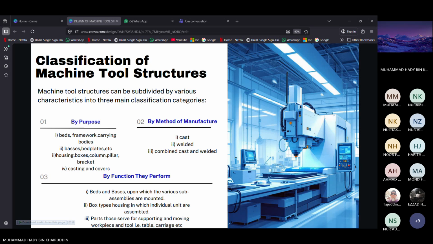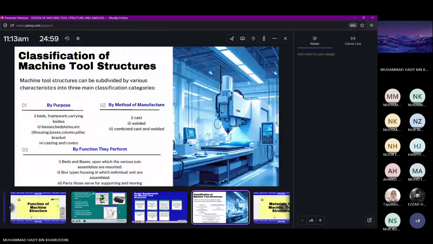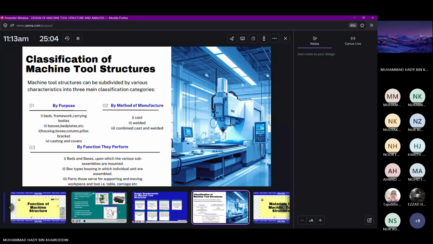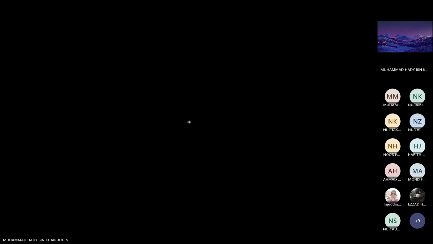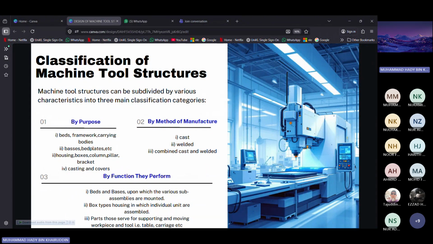Hilang muka ni. Mungkin tiba-tiba muka hilang.